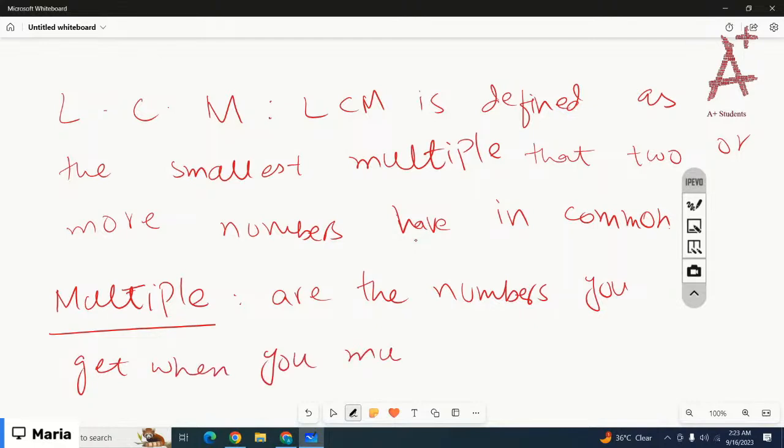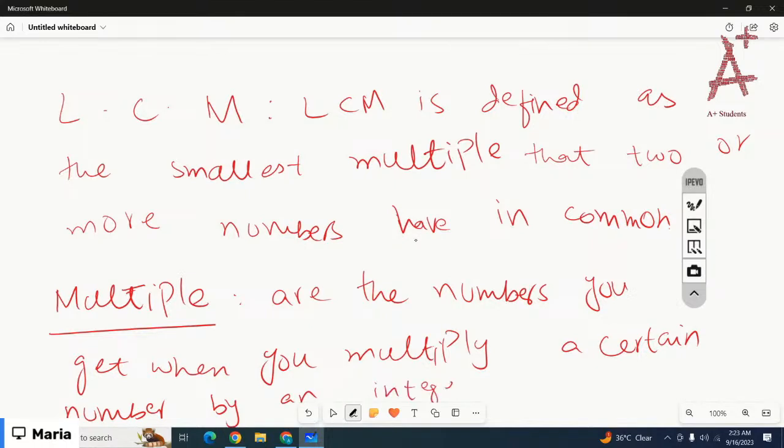Multiples are the numbers you get when you multiply a certain number by an integer, right? It is the product result of one number multiplied by another. That is the definition of a multiple. Let's write down some examples of multiples.